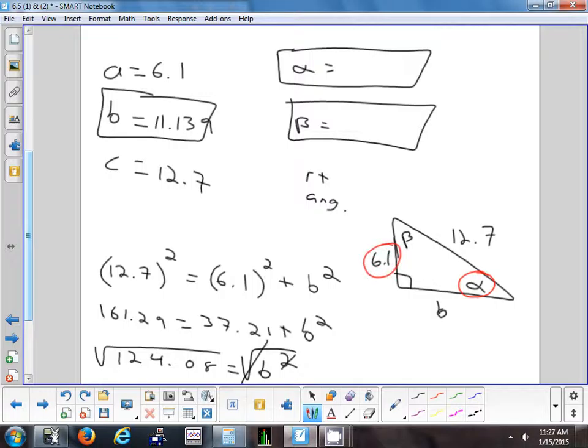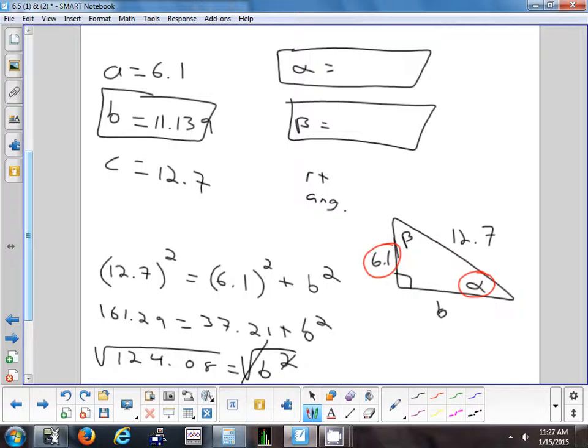Definitely going to use the 6.1. And what else? B. That's risky. Why is B kind of risky to use? You could. I'm going to advise you not to. And I'm not going to do it that way. You could, but why is B risky to use? Look at it.